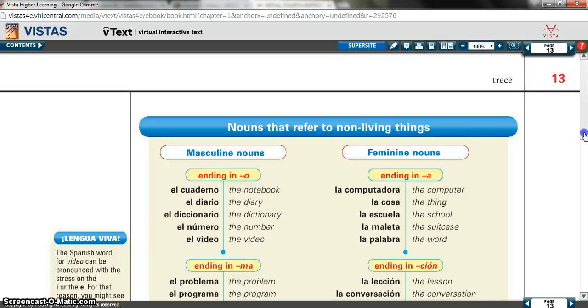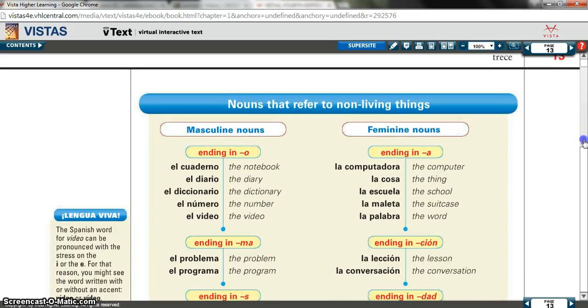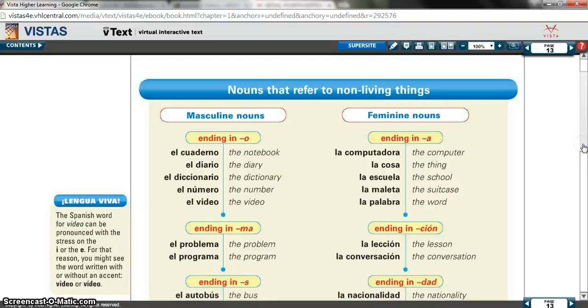Now non-living things. Okay, so these are just objects. So you can't look at the object itself and determine masculine or feminine like you can looking at a man or a woman. You have to look at the actual spelling of the word to help you figure out, is it going to be el or is it going to be la? Okay? So one of the things I mentioned on the previous page, if it ends in o, it tends to be masculine. So it's going to be el cuaderno, el diario, el diccionario, el número, el video. And then if it ends in a, it's going to tend to be feminine. La computadora, la cosa, la escuela, la maleta, la palabra.